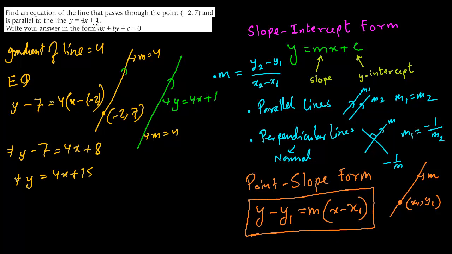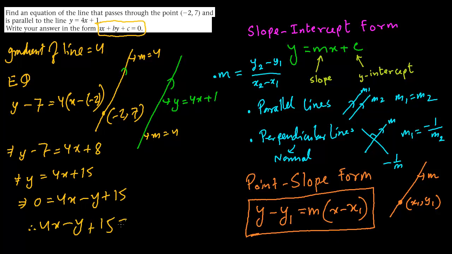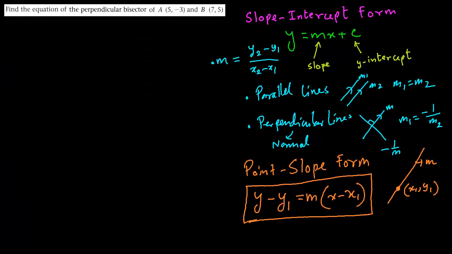But look here, they said write down the answer in a particular format. So x has to be first, then y, then c. Let's bring the y to the other side. It turns out to be y equals 4x plus 15, and we can write it as 4x minus y plus 15 equals 0.